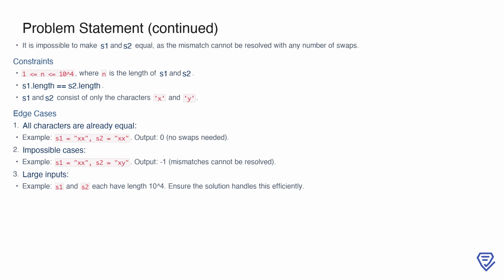Looking at the constraints, the lengths of S1 and S2 can go up to 10,000, meaning we need an efficient algorithm to handle large inputs. Additionally, edge cases include scenarios where the strings are already equal, requiring 0 swaps, and cases where mismatches make it impossible to equalize the strings, leading to an output of -1. These examples and constraints help clarify the problem requirements and guide us in designing an effective solution.